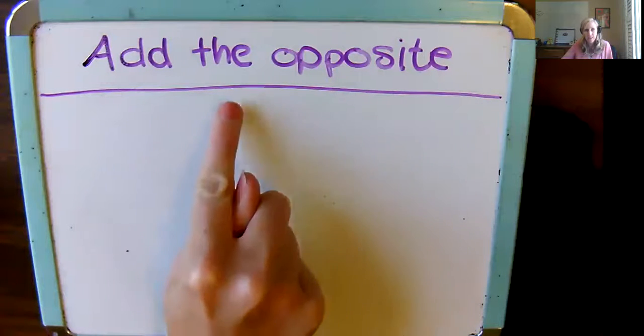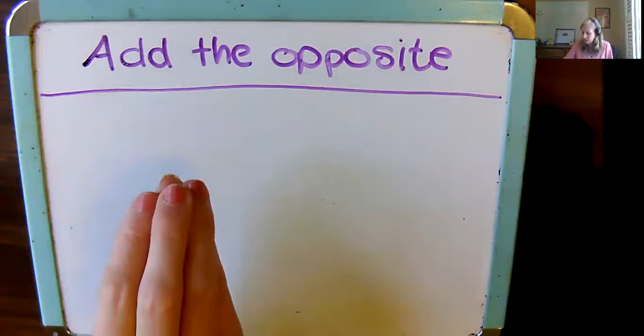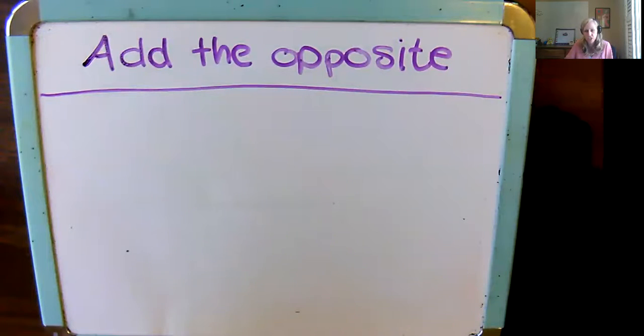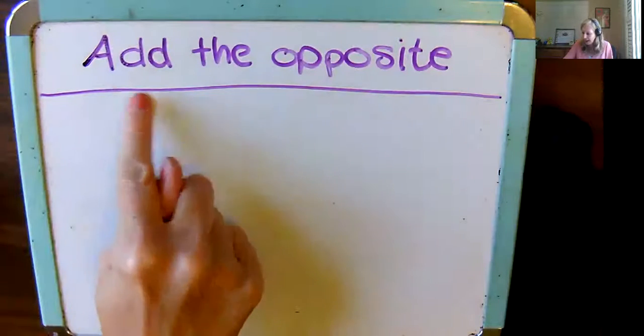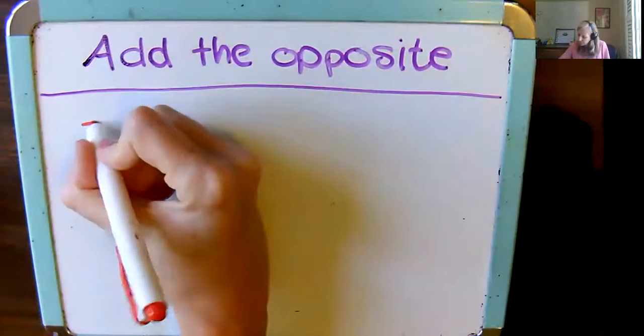Okay, now let's learn about subtracting integers. To subtract integers, we are going to add the opposite. Add the opposite. Okay, I'm going to walk you through this. But when you see a subtraction sign, I want you to add the opposite. So we'll do an example together.